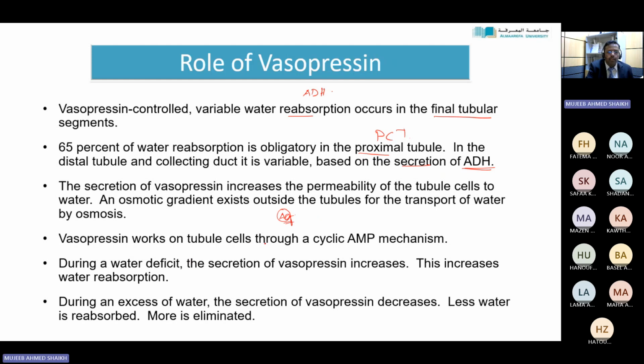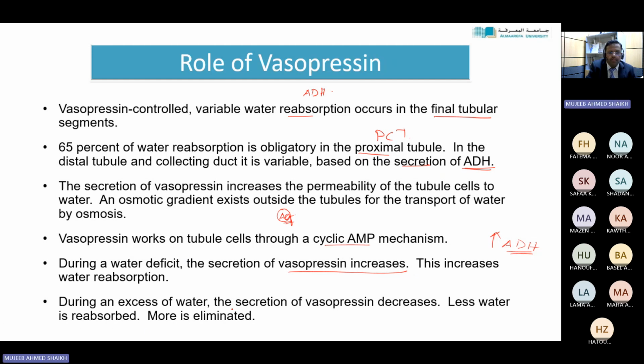Vasopressin works on the tubule cells through the cyclic AMP mechanism. During water deficit, when there is less water, vasopressin concentration will be very high in the blood. If a person is fasting, or is in a desert and not drinking enough water, then if you take a blood sample from this person, you will find increased ADH secretion. Increased ADH will be found in case of water deficiency.